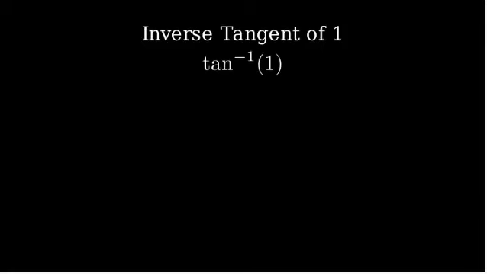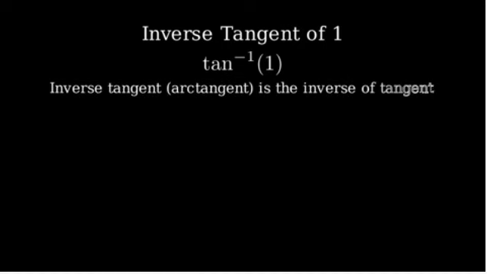We write this as tan inverse of 1. To understand what tan inverse of 1 means, let's break it down. The inverse tangent function, also known as arctangent, is the inverse operation of the tangent function. It asks the question: what angle theta, when input into the tangent function, gives us an output of 1?